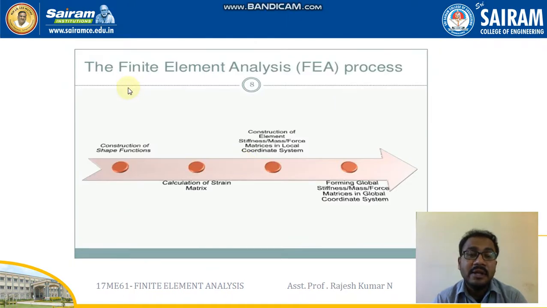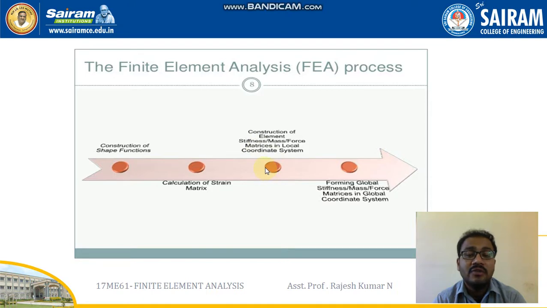Now the finite element analysis process: how will we consider solving beam problems? First, we need to construct the shape functions. Second, we need to calculate the strain matrix. Third, we will construct the element stiffness matrix, or mass matrix, or the force matrix, in the global coordinate system.